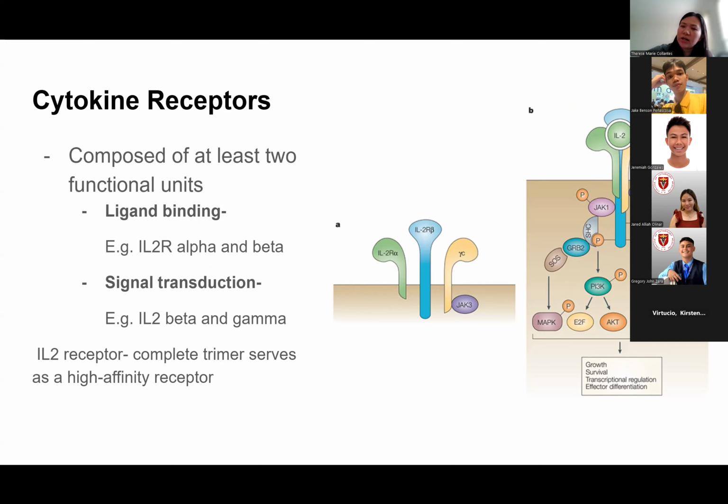Next is the cytokine receptors. So the cytokine receptors are very complex, and so is how they become activated. However, for simplification purposes as well, let's try to at least remember the two functional units of a cytokine receptor.